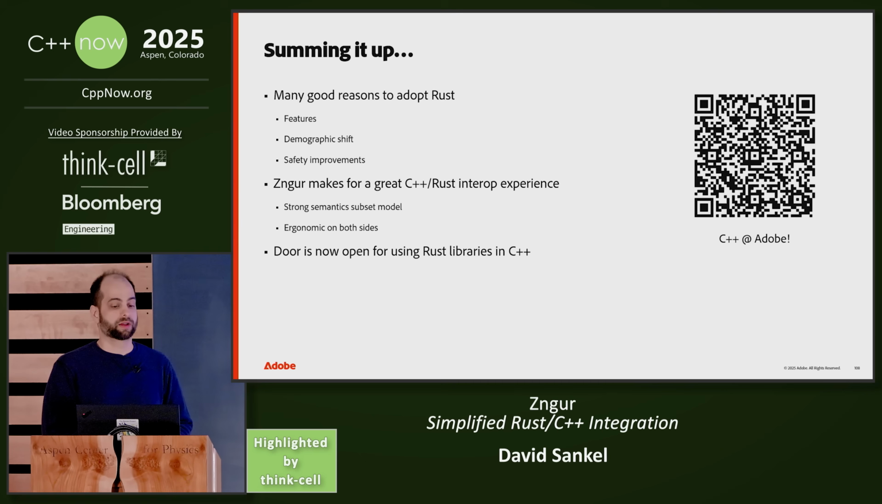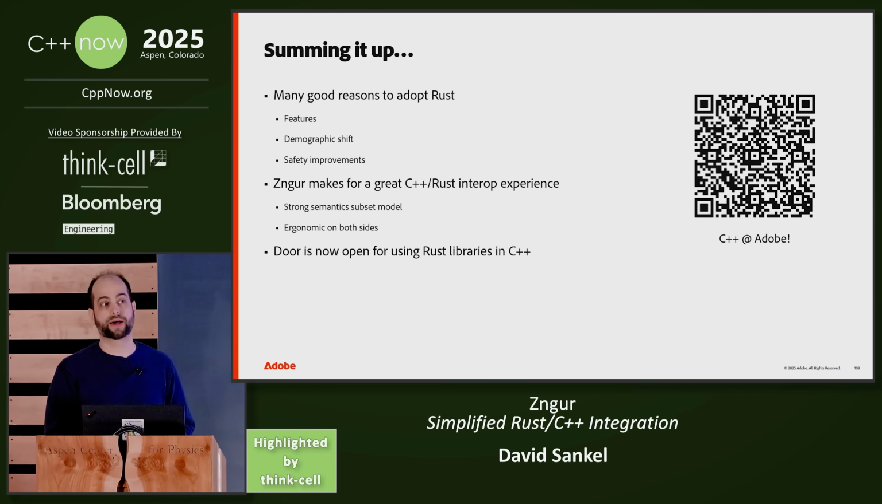I think there are many good reasons to adopt Rust right now. It's got a good feature set. There's a wider demographic shift that is happening. It has a lot of safety improvements when you compare it to what C++ has. And I think Zngur makes for a pretty great C++ Rust interop experience.